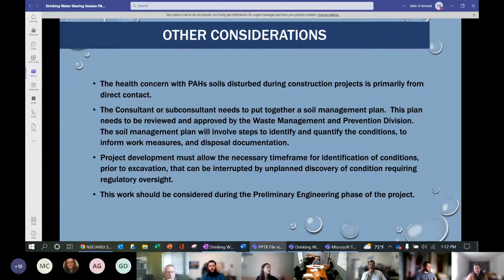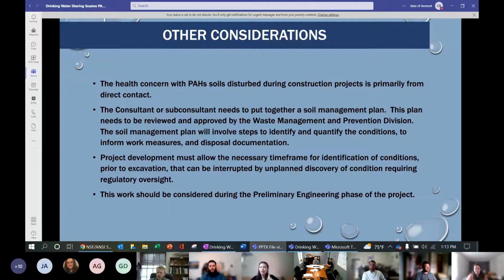Go ahead, Catie. So there are obviously others in the Department of Environmental Conservation that need to be contacted about PAHs or urban soils, such as the Waste Management and Prevention Division. You need to come up with a soil management plan and take steps to comply with their requirements, and to think about how it will affect your site during construction.